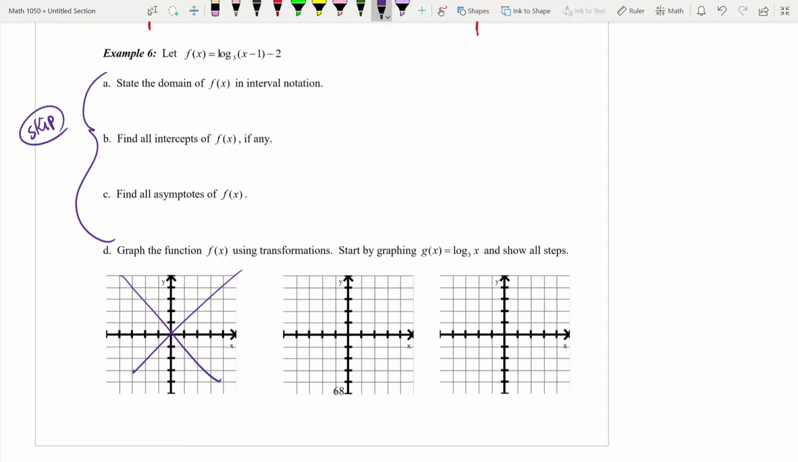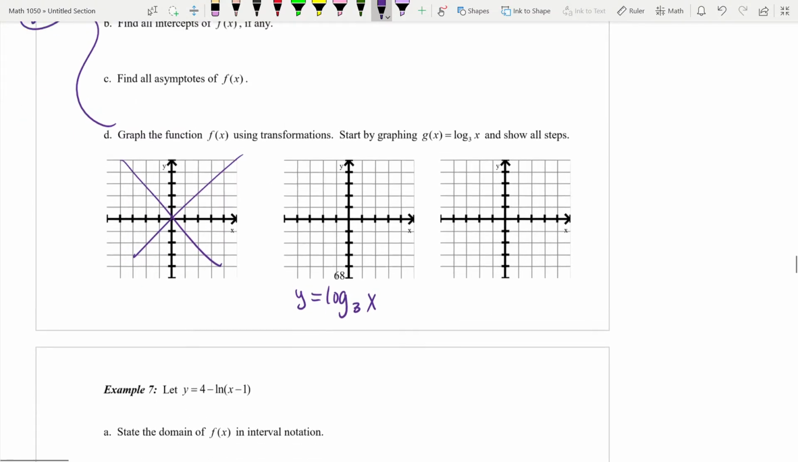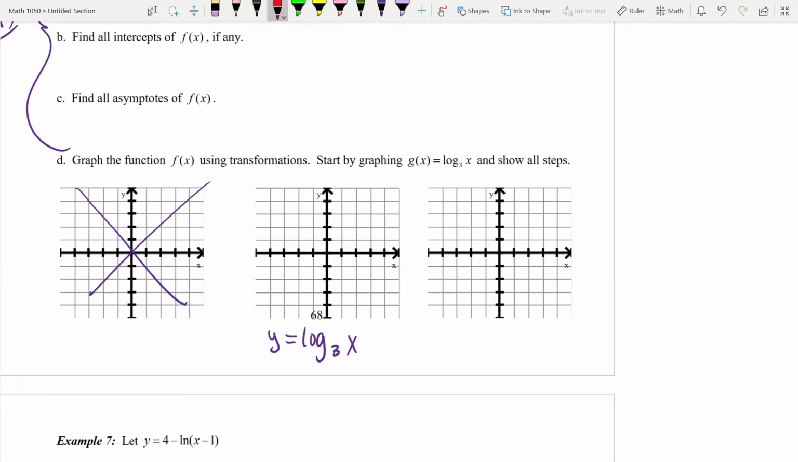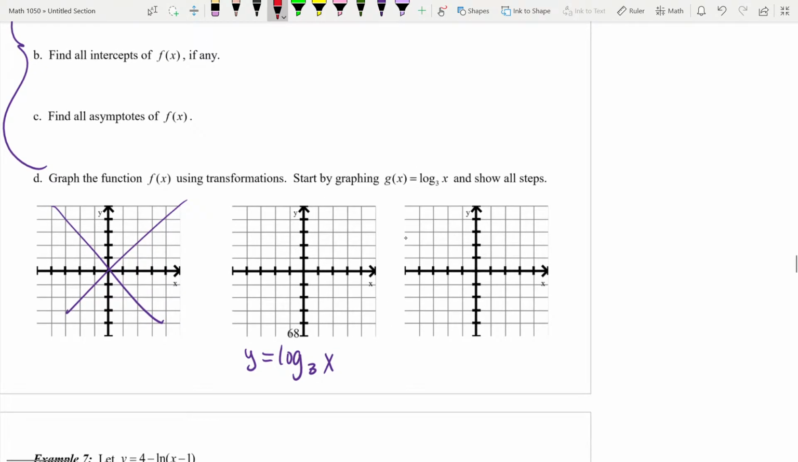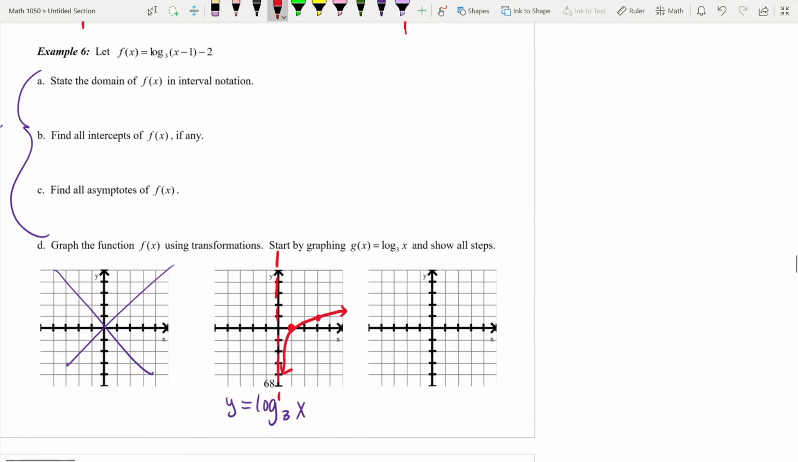Okay, so I want everybody to write down y equals log base 3 of x. If I were you, I would take the 10 seconds it takes to graph my parent. So dash that asymptote. It hits (1, 0). Put my pencil at the origin. I go right 3 and up 1. Why 3? Because my base is 3. Okay, now I'm graphing this.